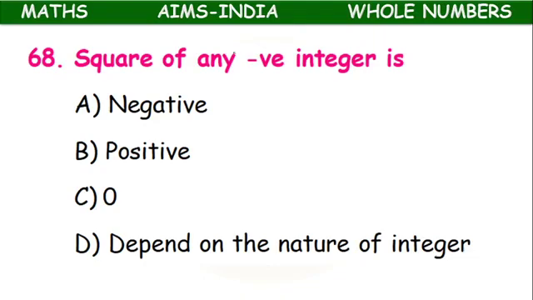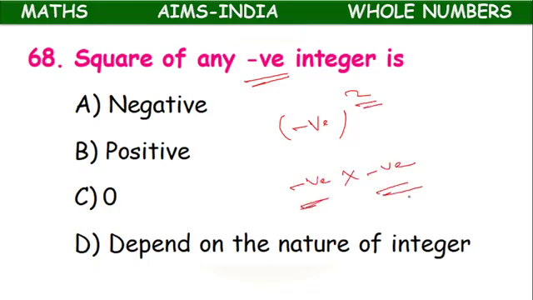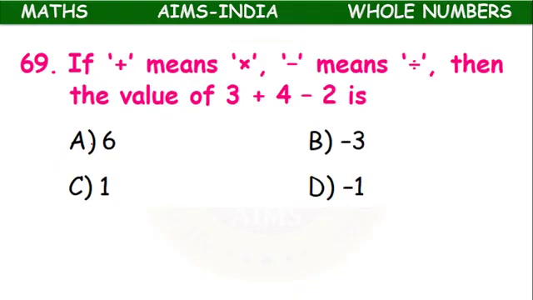Next, the square of any negative integer is what? Square means negative integer into negative integer, multiplying the same integer 2 times. If a negative integer is multiplied an even number of times, minus into minus is positive. The answer will be positive. B option. Next.